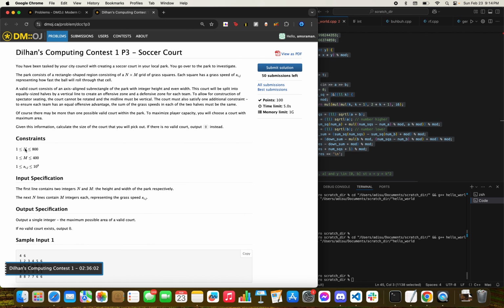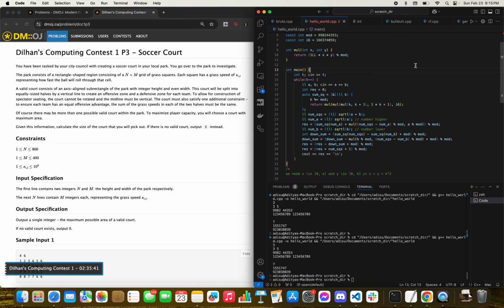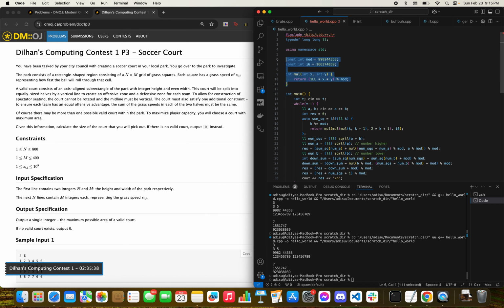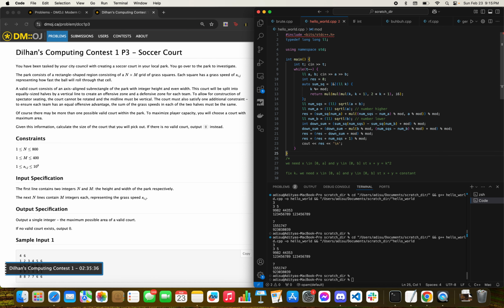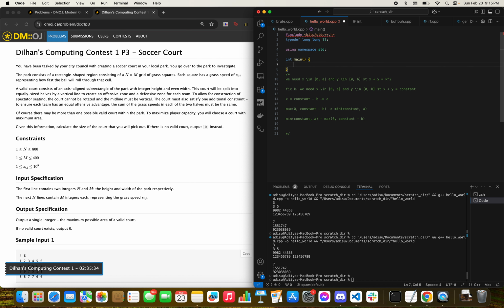I think maybe map is intended to TLE, but sorting or something will work. So I think the idea is try map, and if map TLEs, then do sorting. All right, let's go. I'll just put this in there because I'm scared of this time complexity.